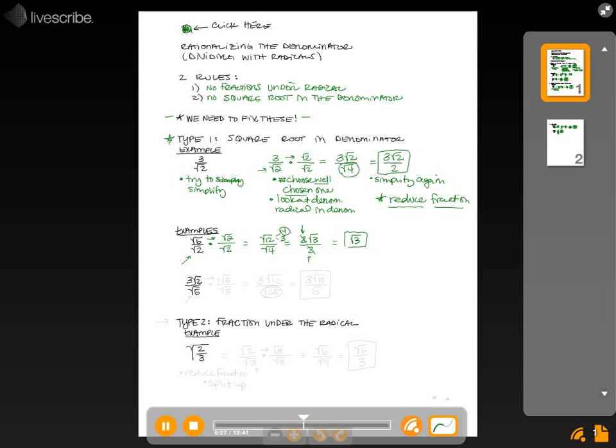One more example of this type, we've got 3 root 2 over root 5. We're going to check and see if we can break those radicals down. Root 2 doesn't break down, neither does root 5. They're both prime. So we're going to choose our well-chosen 1. Again, we look at the denominator. We're going to multiply by that over itself. So root 5 over root 5.